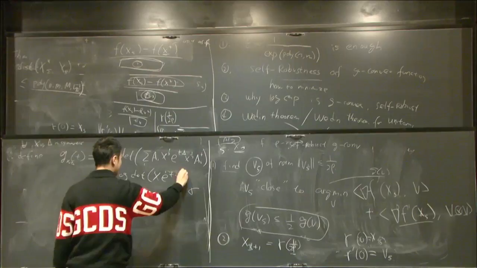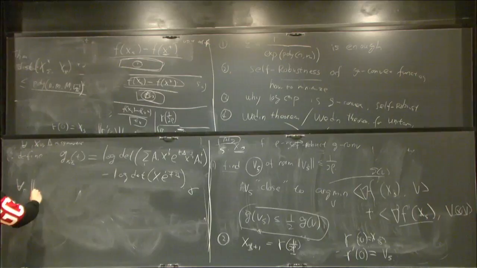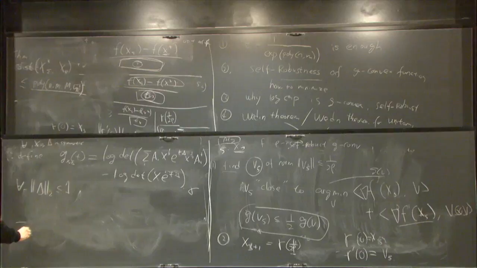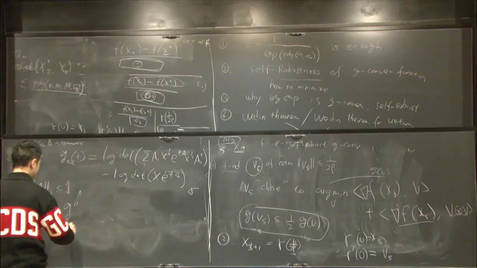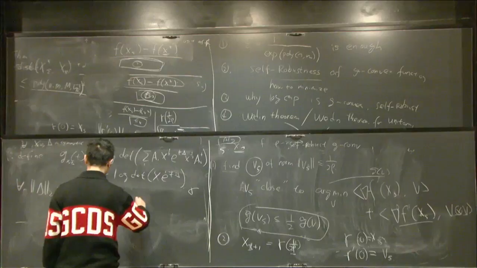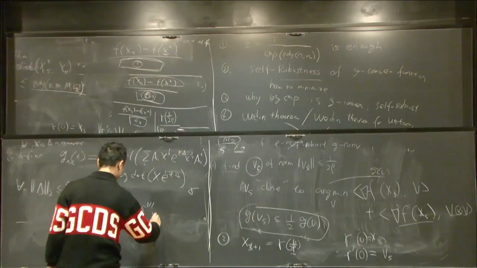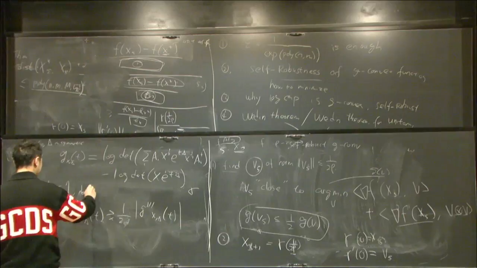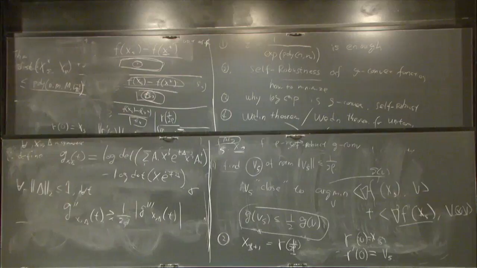So for any delta with spectral norm smaller or equal to 1, we can show that g double prime of x, delta at t is bigger or equal to some constant, 1/2e, or just 1/2, times g of x, delta at t, for every t. So it's not a big change from the previous one, just a change of notation.